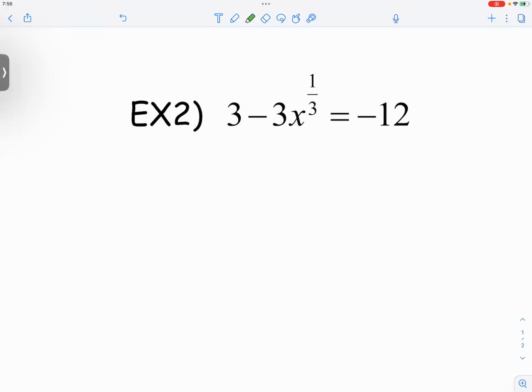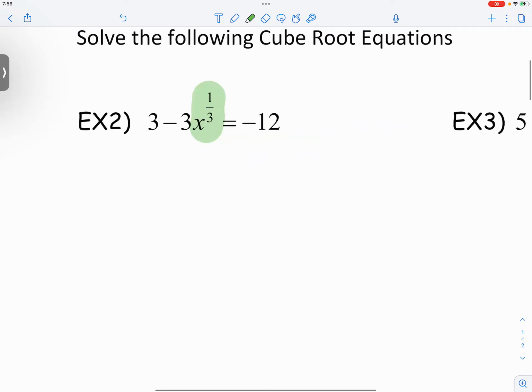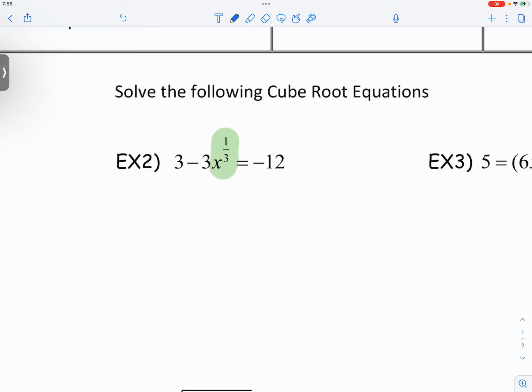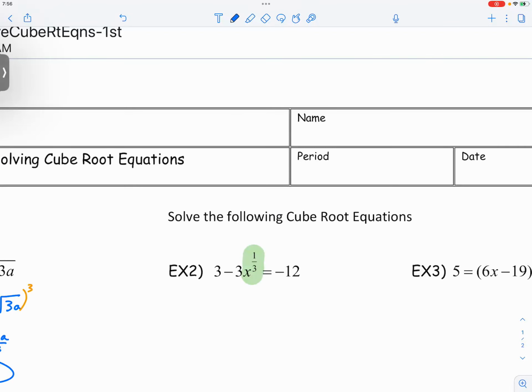Now, for example number 2, what do you see? You see something strange? This is weird, right? Okay, you haven't seen this before. So I'm going to say this to you first. Okay, you can write this down at the top of the paper. X to the 1/3 power is equivalent to the cube root of x.